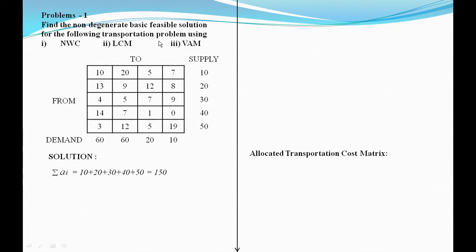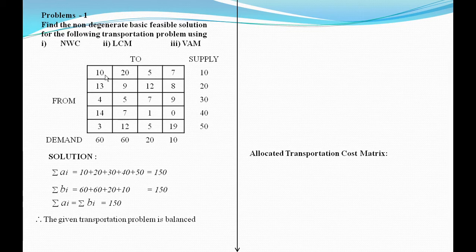Yes, sir. Okay, the first problem again we are doing with the help of a simple step-by-step process. First, we need to find the summation of ai. When I add all those things, I'm getting 150. Secondly, I have to add all these: 60 plus 60 plus 20 plus 10, that is also 150. That is why we say that the summation of ai is equal to the summation of bj, that is equal to 150. Both of them are the same. We conclude that the given transportation problem is a balanced transportation problem.